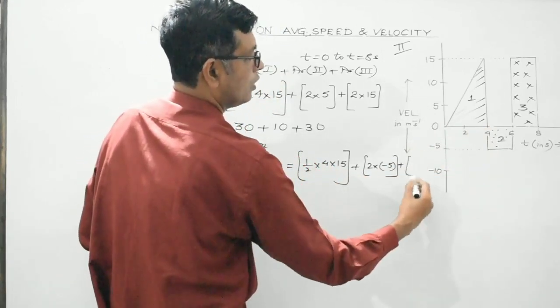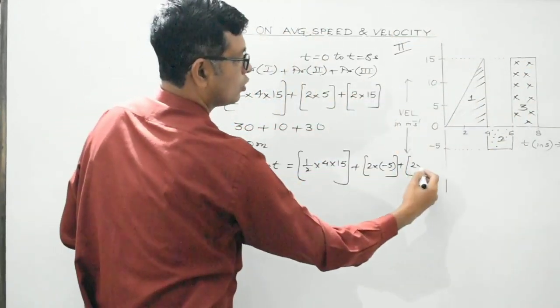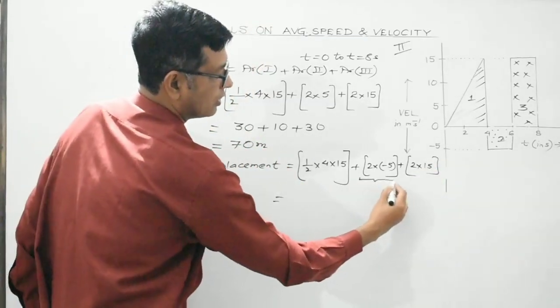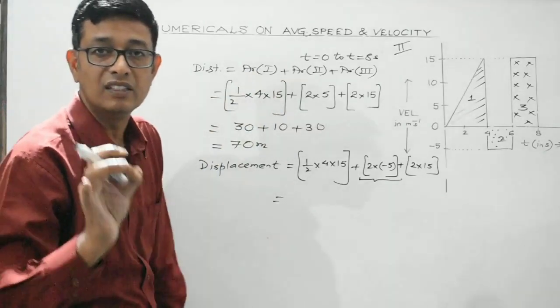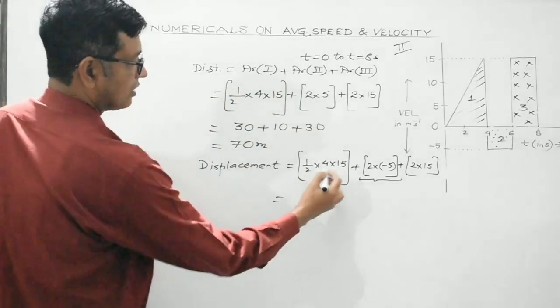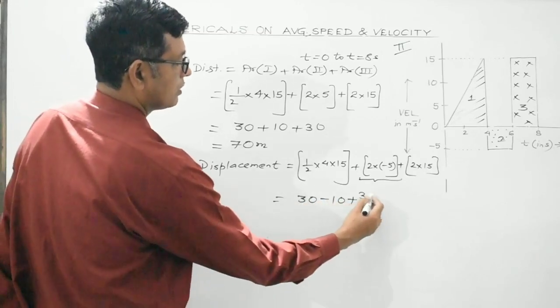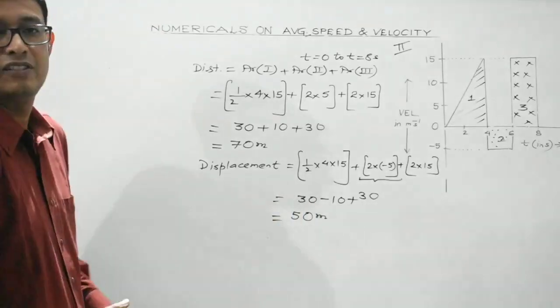Plus, what about the third portion? Same, it's in the positive quadrant. So 2 into 15, no botheration. So look, this negative sign is to be assigned over here while calculating displacement. So what you get is 30 minus 10 plus 30. So it is 50 meters.